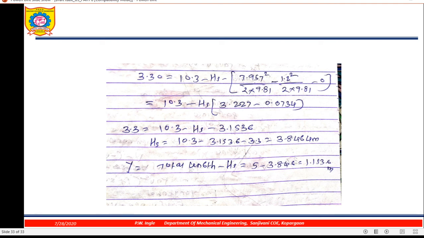So this completes the theory of draft tube, then finding the equations or expressions for head of the draft tube and efficiency. So this completes the numericals and basics of draft tube. So stop here. Thank you.